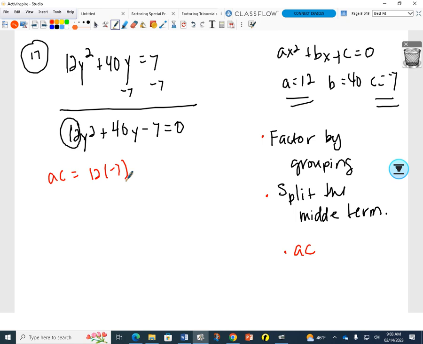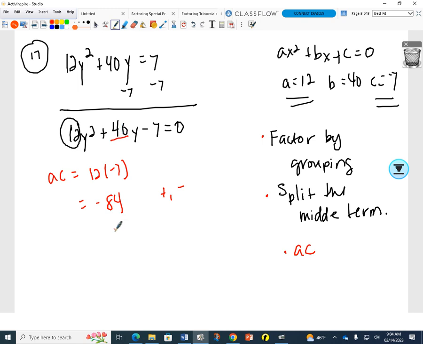So this is the number we use to split the middle term. So we need the factors of negative 84 that, if we add them together, we will get 40. And then we're going to rewrite this and split the middle term into 2 terms. So something plus something has got to equal 40y. So for the factors of negative 84, one's got to be positive and one's got to be negative because it's a negative product. That's the only way to get a negative product. Anybody think of factors off the top of your head that would give us a sum of 40 and a product of negative 84?